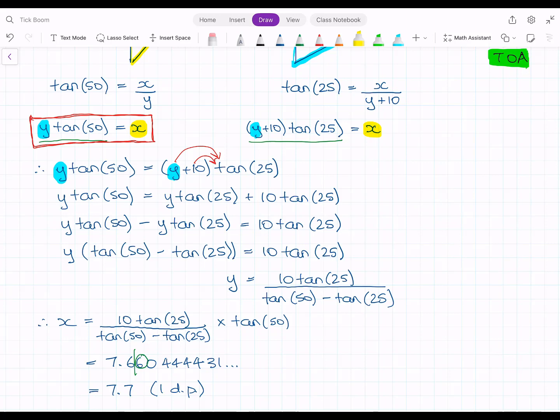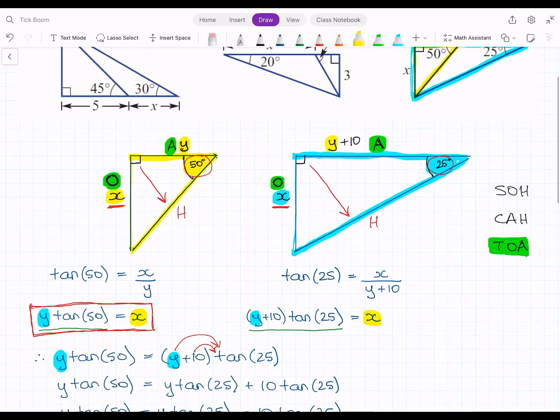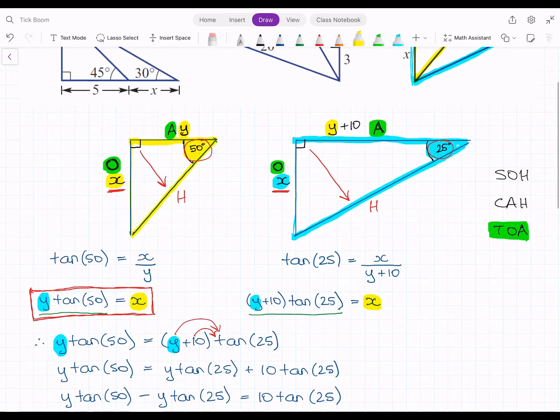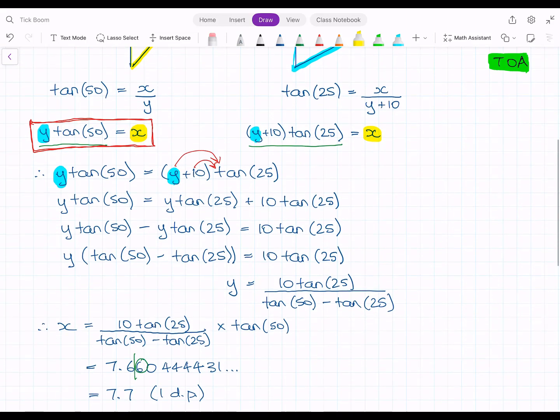If you do have any other ideas of how you could tackle this question differently, please let me know. Otherwise, hopefully you can see that this approach does work pretty well. You just need to be very careful with your working and make sure you don't make any mistakes as you go through all of the rearranging and effectively the algebra.